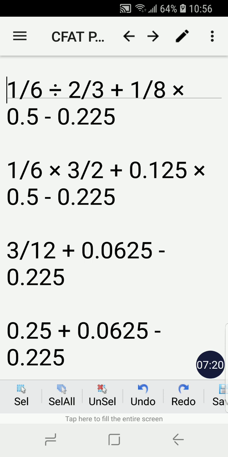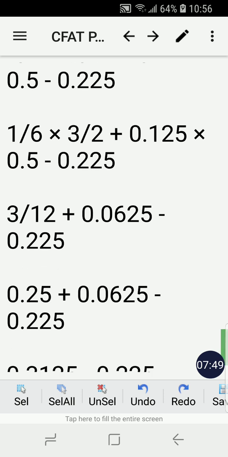So 1/6, the division now becomes multiplication. 1/6 times 3/2. We just inverted the fraction 2/3. And then the 1/8 we now change into a decimal, which is 0.125, and we multiply by 0.5, and then we copy the 0.225.